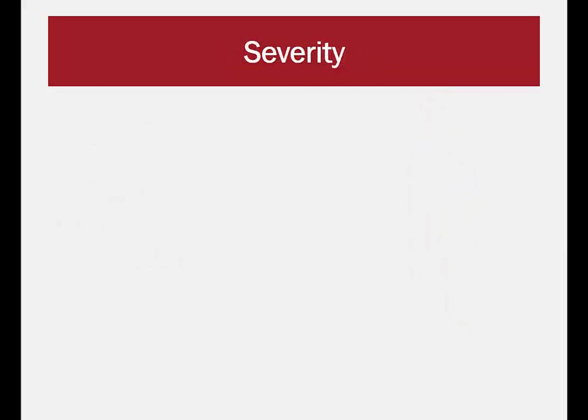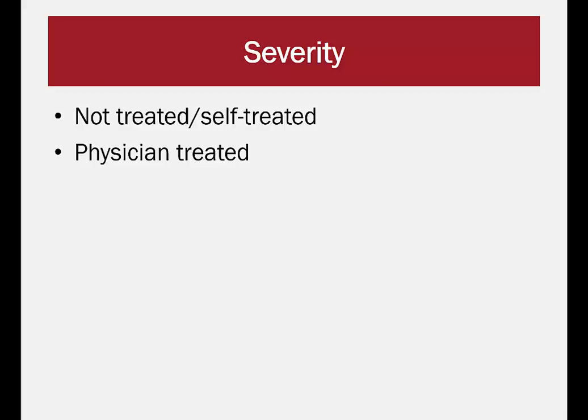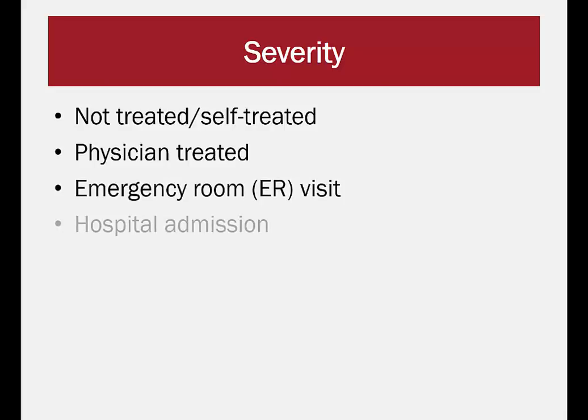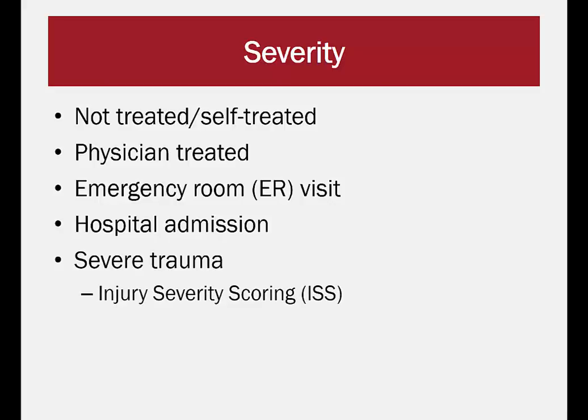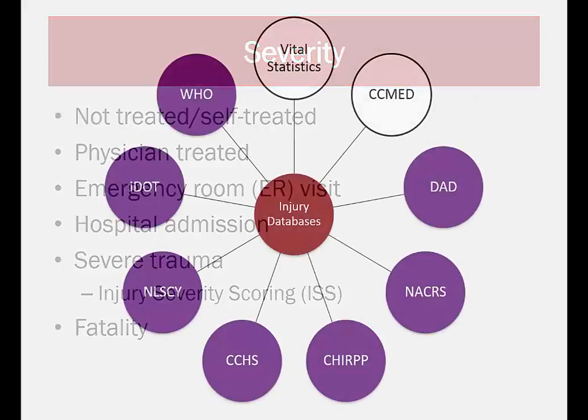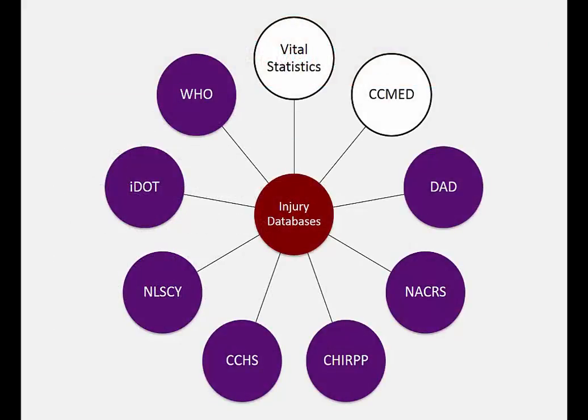Injuries are also classified/analyzed by severity. The most severe injuries that result in death are analyzed using mortality data. Other measures of severity include severe trauma, hospitalization, ED visits, injuries treated by a physician, as well as injuries that are left untreated or are self-treated, for example, ice packs. Many databases contain information about the circumstances around injury and the nature of those injuries. You just need to know where to look.